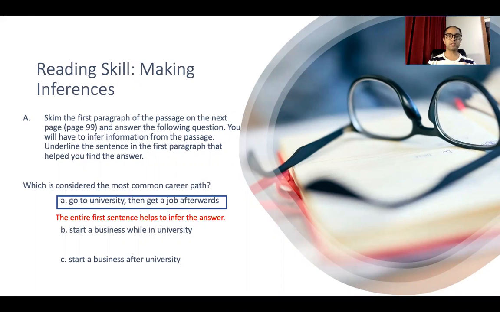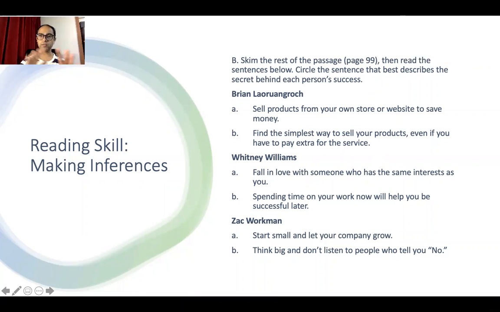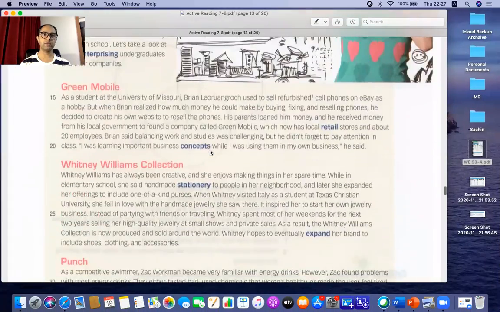Okay, let's practice one more on this. So there's one more practice: reading skill, making inferences. Now skim the rest of the passages. Okay, we did the first paragraph earlier. Next, the rest of the passage means all the information in the passage. Then read the sentences below. We have 3 people, Brian Lauren Groch, Whitney Williams, Jack Workman. Circle the sentence that best describes the secret behind each person's success. Please read these whole paragraphs about the 3 people.